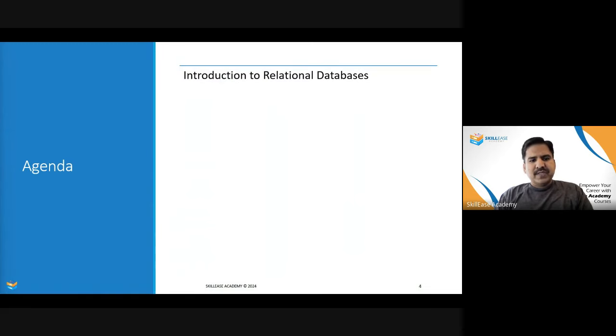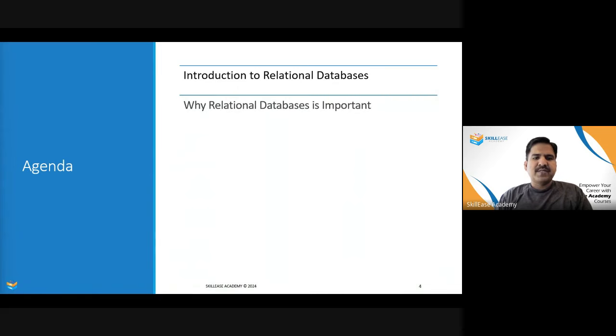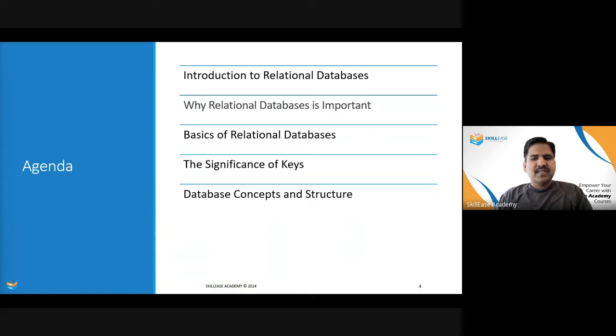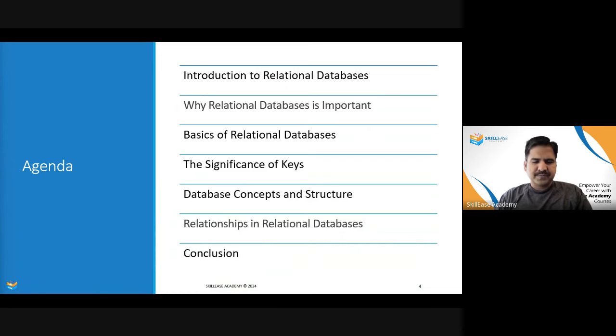So, first of all, we will see introduction to relational databases. Then we will see why relational databases are important. We will see some of the basics of relational databases. Then we will see the significance of keys, that is primary key and foreign key, in order to maintain the relations. Later on, we will see some of the database concept and structure. And finally, we are going to look into the relationship in the relational databases. And then we will conclude our session for today.